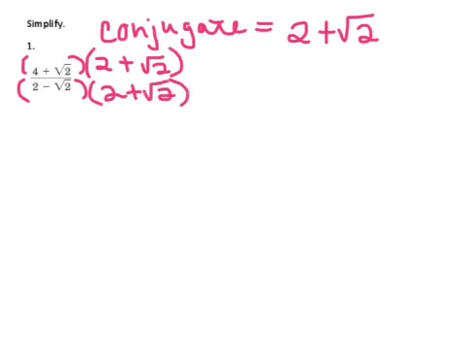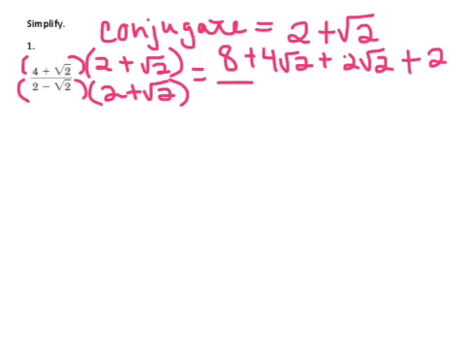And again, let's make sure we show all of our work just to be careful. Now, let's FOIL the numerator. I have 4 times 2 for 8. The outer product, I have 4 times the square root of 2. The inner product, I have 2 times the square root of 2. And the last product, the square root of 2 times positive square root of 2 is positive 2.